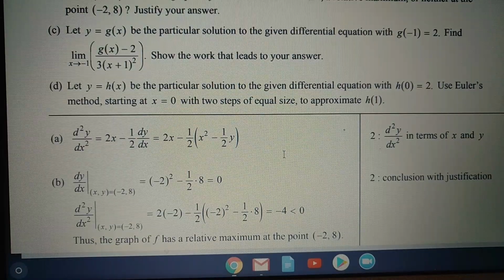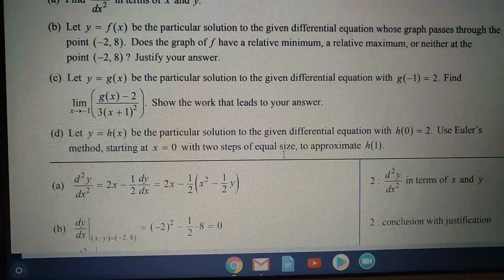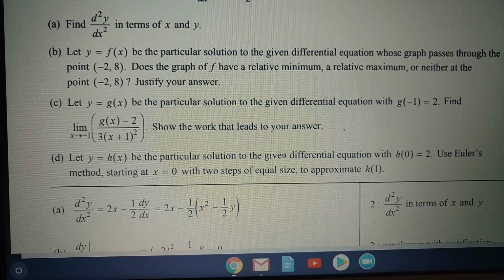All right, then for part B, we've got this. Suppose that we got y as the particular solution. We don't know what the function f of x is. We just have to know that it exists. But we do know it goes through the point -2, 8. So now we have to know, does the graph have a relative minimum, relative maximum, or neither at the point -2, 8?